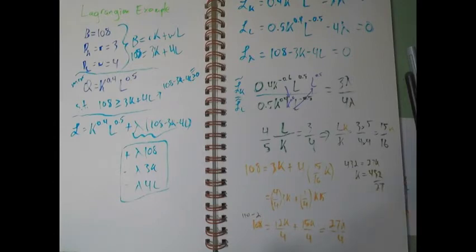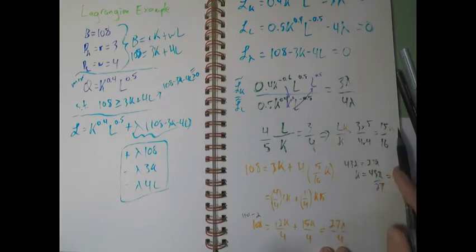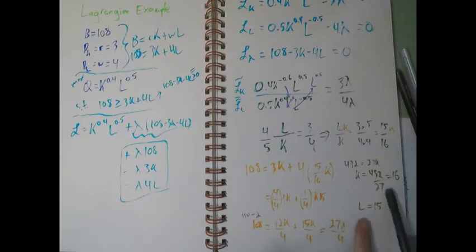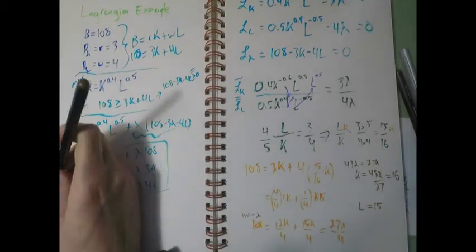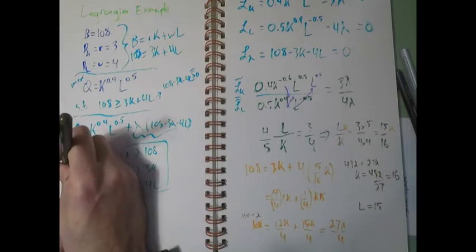Let's see, is that something that's going to add up nicely? Let me check my calculator real quick. 432 divided by 27. I'm getting 16. Look at that. Nice, easy number. And hey, even better than that, we know that L is 15/16 of however much K we use. So this means L must be 15. All right, so we found the mix that we want. Right, so we are going to maximize at L15, K16.